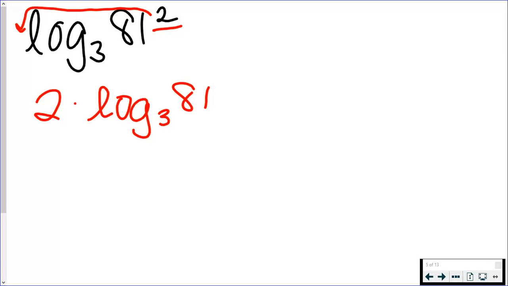So you do not have to do 81 squared. That's going to give you a pretty big number. You don't have to worry about that. So now I just have to evaluate log base 3 of 81, and whatever I get, I can then just multiply by 2 and I'm done.